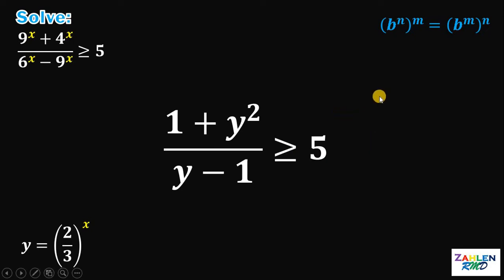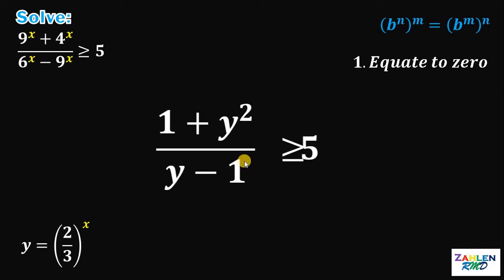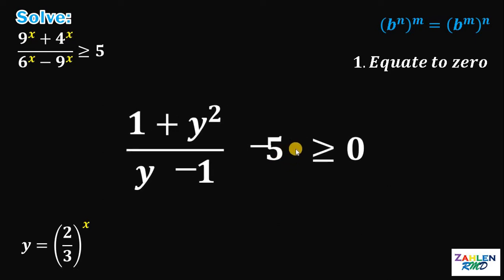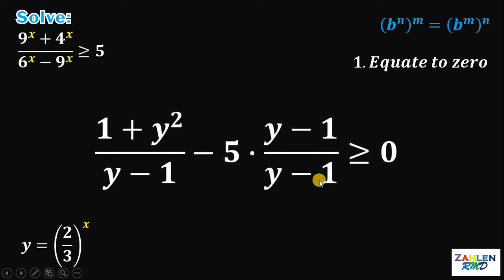Now at this point, we will follow some steps to answer this rational inequality. So the first one is we need to equate this to 0 and then simplify. So let's do that. So we have 1 plus y squared all over y minus 1 minus 5 is greater than or equal to 0. Now let's make the denominator of 5 be equal to y minus 1. To do that, let's multiply this 5 by y minus 1 over y minus 1. Again, this is just 1.